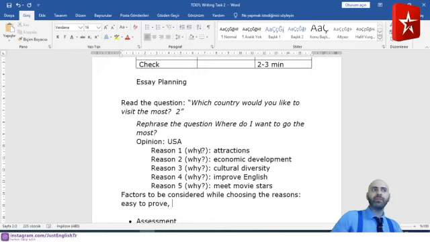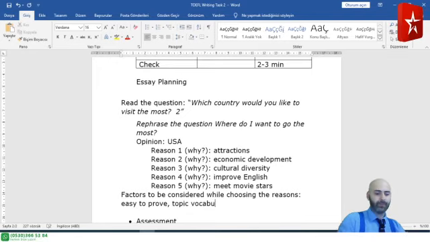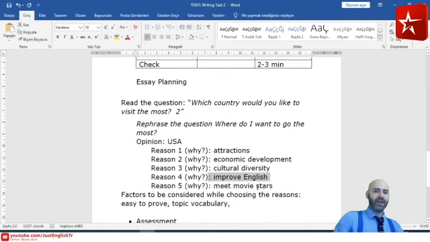Next thing that you need to think about is topic vocabulary. On which topic, reason 1, 2, 3, 4, or 5, do I know a lot of good words? For example, I'm a teacher. Of course, improve English. This will be my number 1 choice because I know so many words related to learning, teaching, and education, okay? So if you know a lot of good words about it, you can write better.